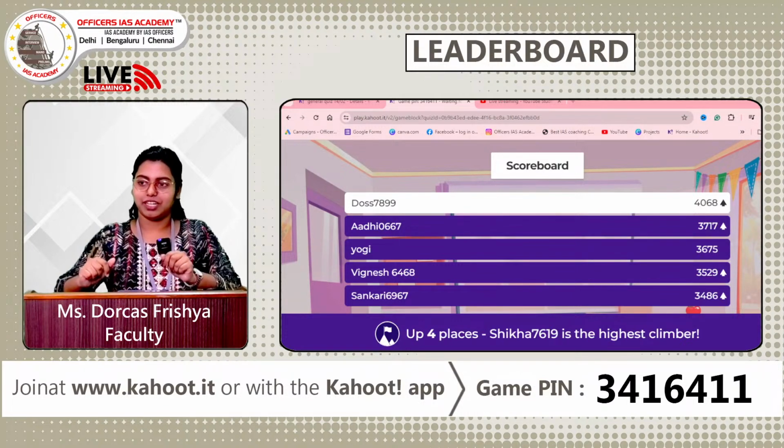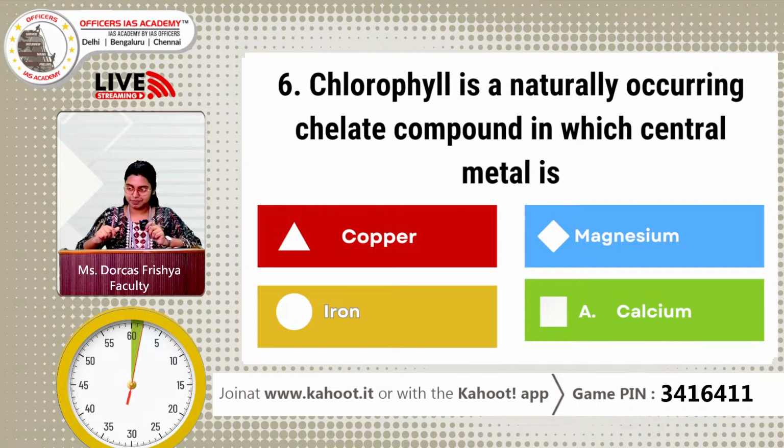Question number 6 for the day. Question number 6 on your screen. Chlorophyll is a naturally occurring chelate compound in which the central metal is dash. Option A, copper. B, magnesium. C, iron. And D, calcium. Chlorophyll is a naturally occurring chelate compound in which the central metal is dash. Keep going, very good. Yes, we are receiving more answers, great work.